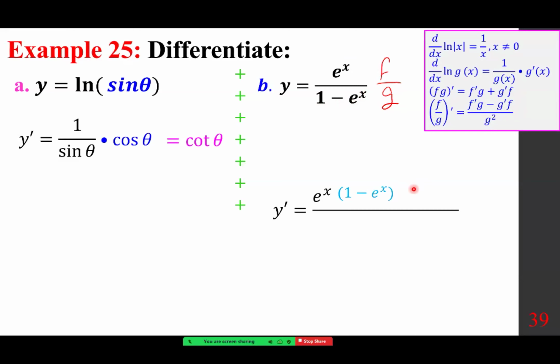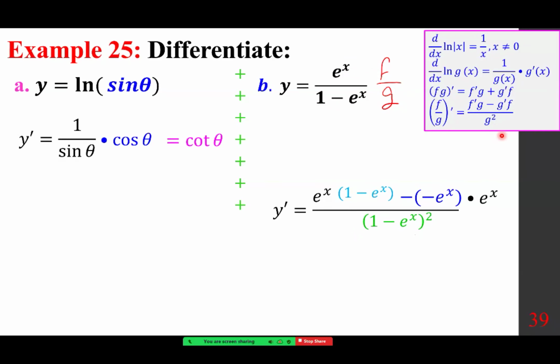So minus, negative e to the power of x, times f, e to the power of x. And you just write the denominator in the parentheses, g, and square it.